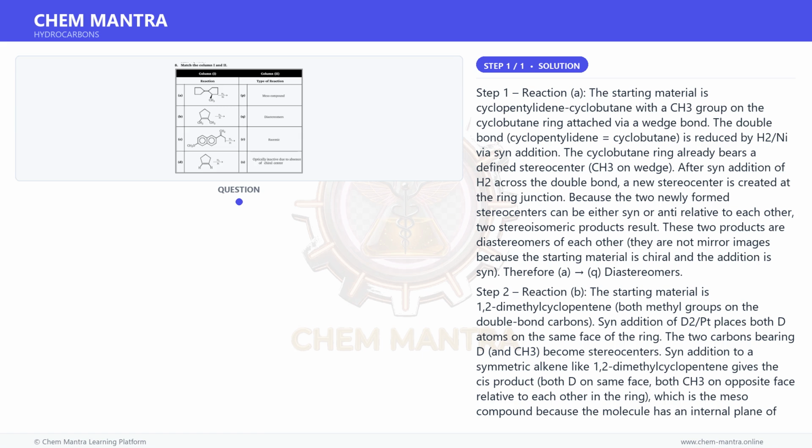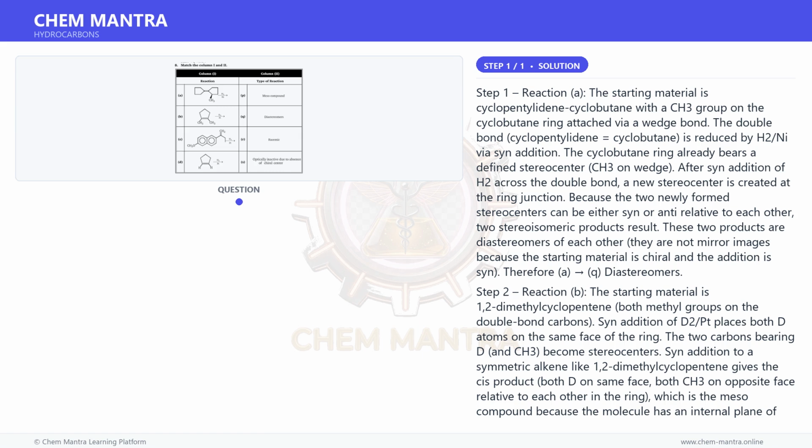Step 2. Reaction B. The starting material is 1,2-dimethylcyclopentene, both methyl groups on the double bond carbons. Syn addition of D2 to Pt places both D atoms on the same face of the ring. The two carbons bearing D and CH3 become stereocenters.